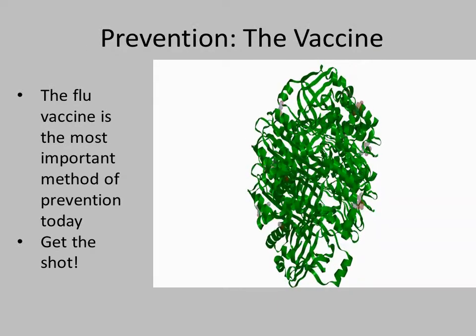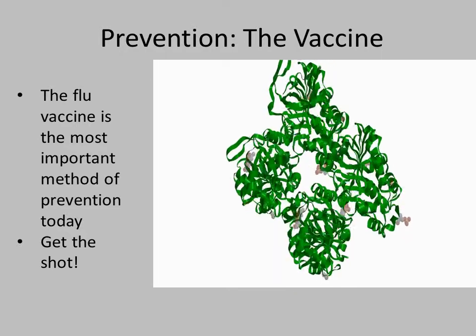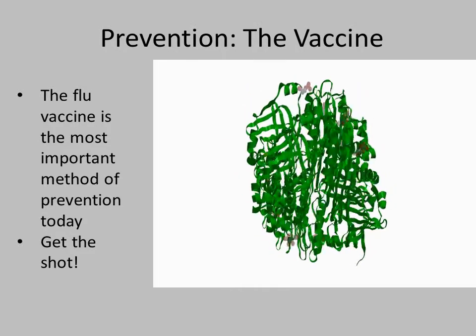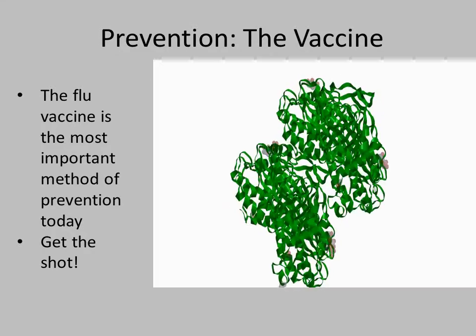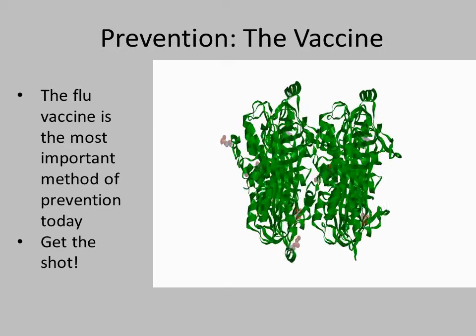Today, the main guard against influenza is the flu vaccine. The vaccine changes every year with the flu viruses, so it is important to receive one annually. The main protein component of the flu vaccine is ovalbumin, a protein synthesized from chicken eggs. Here we see ovalbumin in complex with influenza A.